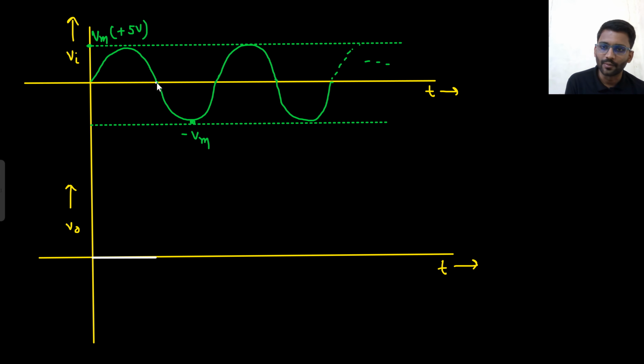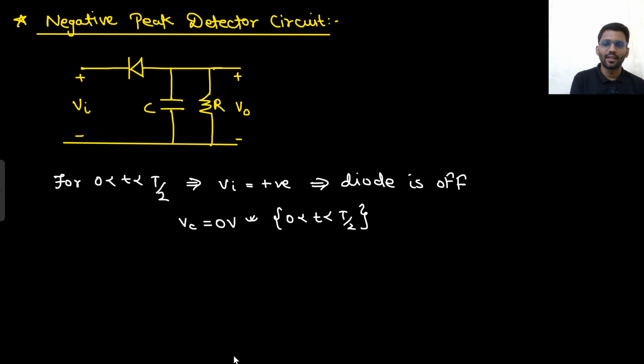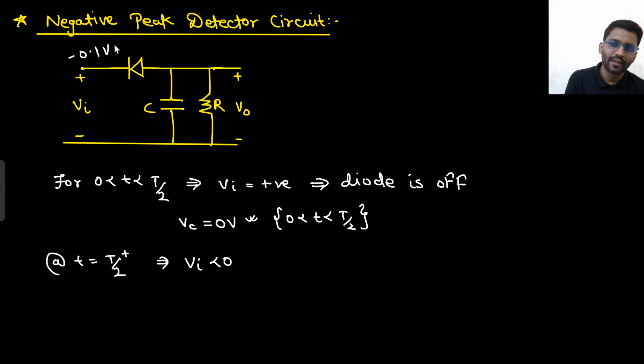This is time T by 2. This will be 3T by 4. This is 2T. Now what we will see? Now we will see at T by 2 plus. At T by 2 plus, what is happening? V input is less than 0. This value is negative. Let's assume this value is minus 0.1. Here you are having 0 volt.